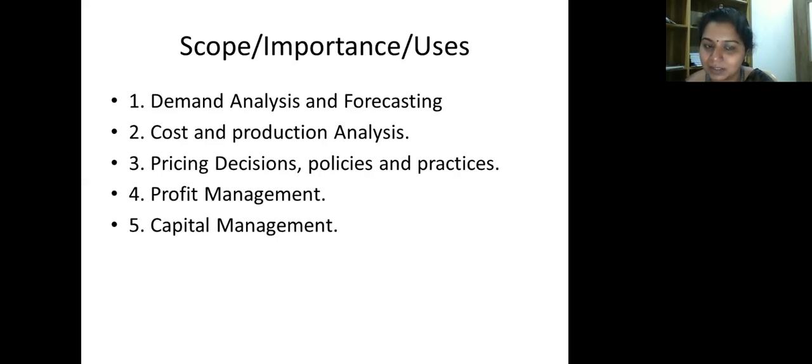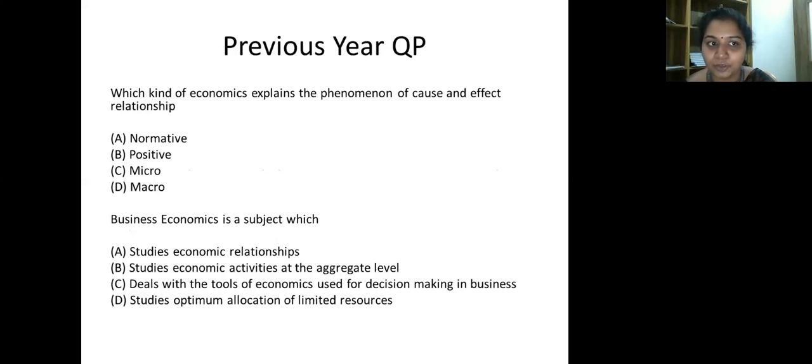Once the pricing decision is made, you will start to earn profit. So how to manage the profit? Once these profits start to accumulate, they become capital. So how are you going to invest that capital? Investment decisions, all these things come under this business economics subject. So these are the five areas where you can apply the economic concepts you have studied. This is the scope of business economics.